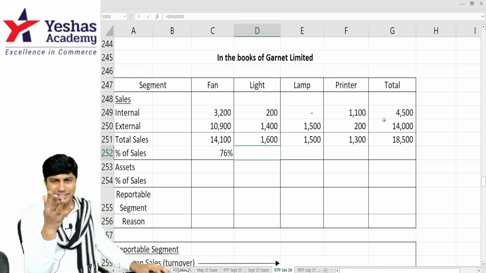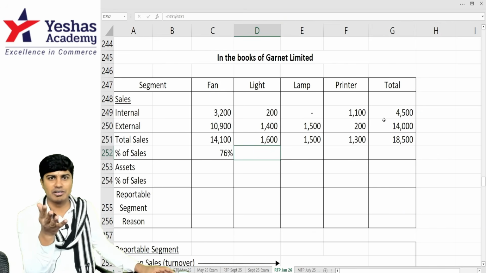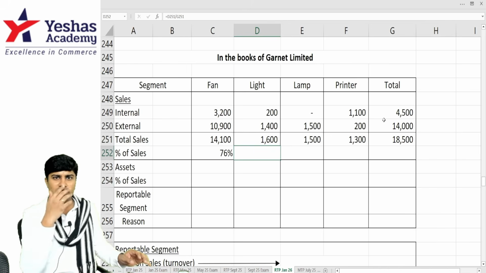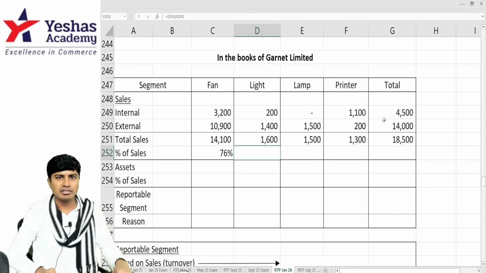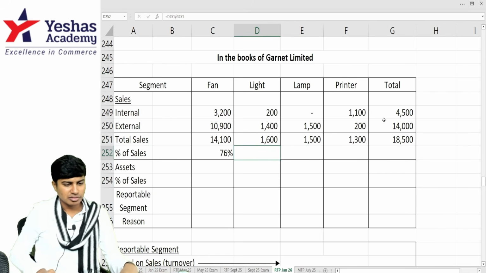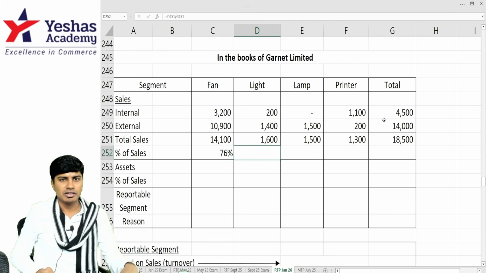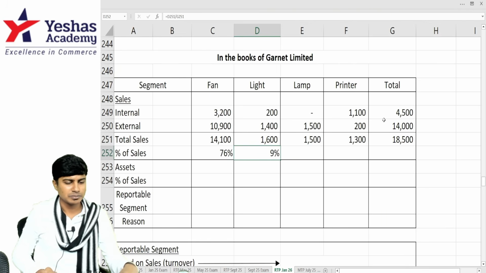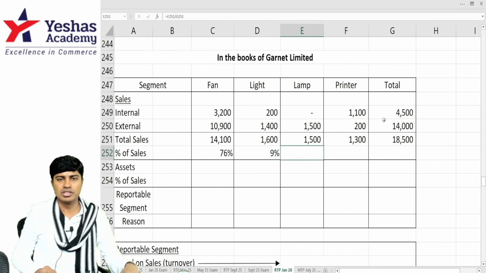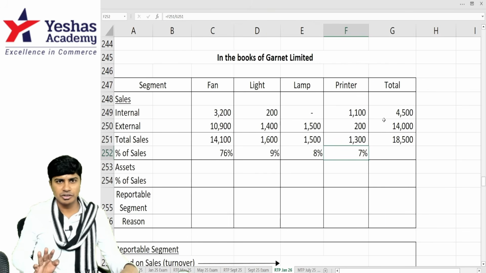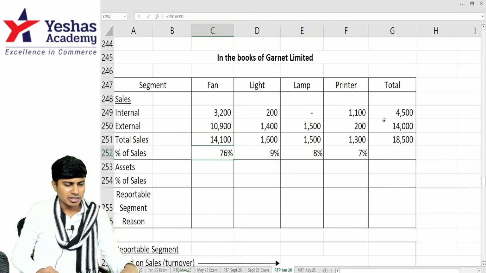Who's scrolling? Open your book, open your calculator, compute it. Don't just watch me tell the numbers. Take your calculator out. Get up from your bed. 1,600 by 18,500. All of you watching at home, sitting on the bed, sofa, TV, get back to your study table. Take the calculator. Do 1,500 by 18,500. 1,300 by 18,500: 7%. Did you get the percentages?